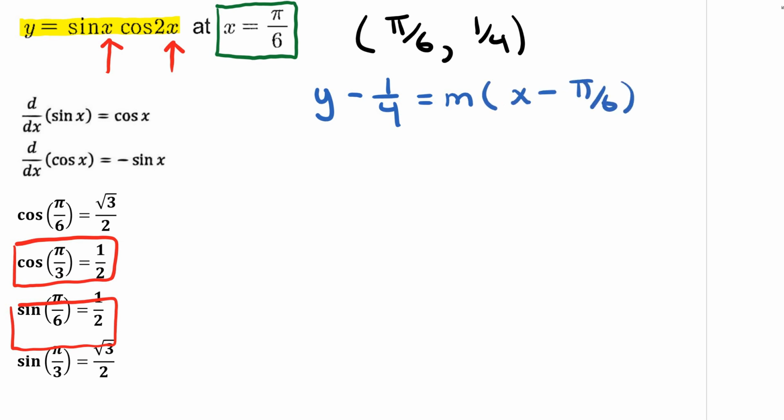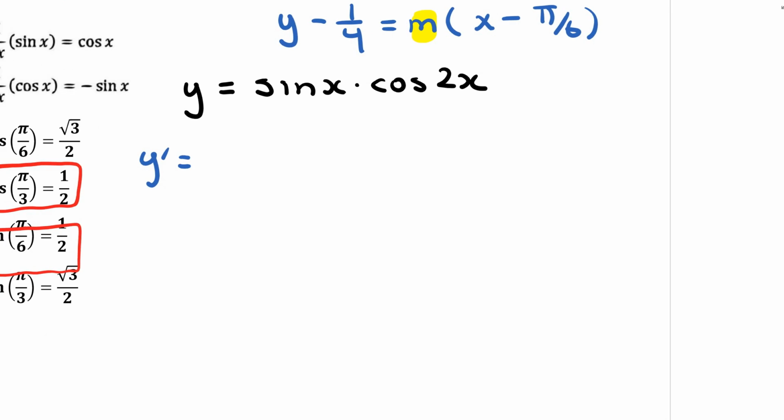Okay, and our goal now is I need to find the derivative value there. So let me start off by writing out the original problem again now to find the derivative value. So I know the original problem is this, and I need to find the derivative, and if I'm finding the derivative, I'll write that as just y prime.